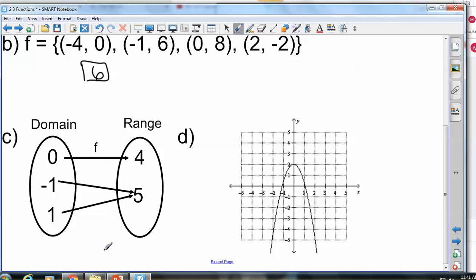Okay, on C, what's my answer going to be? 5. When my x is negative 1, my y is 5. On D, when my x is negative 1, what's our y value? 1/2. So you have to look on the graph when your x is negative 1. Our y was approximately 1/2.